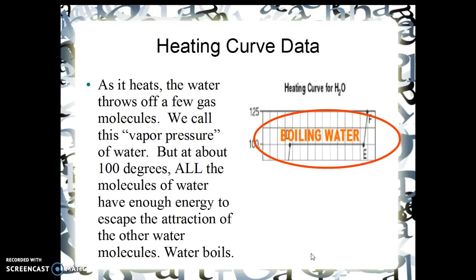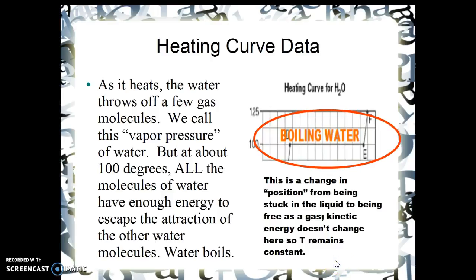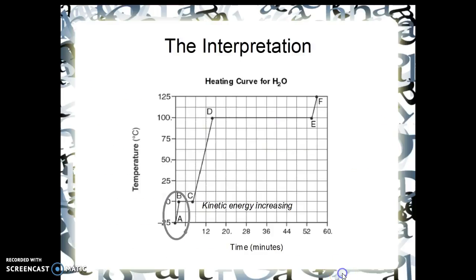That's what we call a rolling boil. And in this case, the energy of position is changing even though the kinetic energy is not. Instead of just vibrating inside the liquid, they're now throwing off and heading off into the atmosphere. So this is a change in position from being stuck in the liquid to being free in the gaseous state. The kinetic energy actually doesn't change as it goes from liquid to gas. What's changing is the potential energy. So while the water is boiling, the temperature does not increase because the kinetic energy doesn't increase.